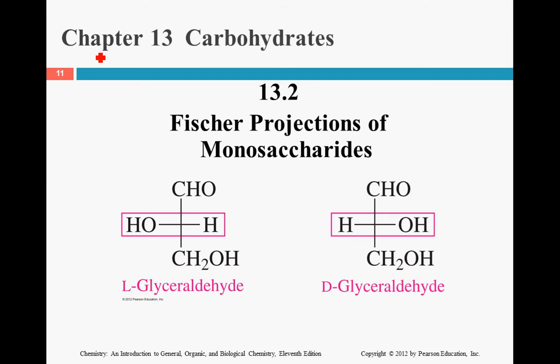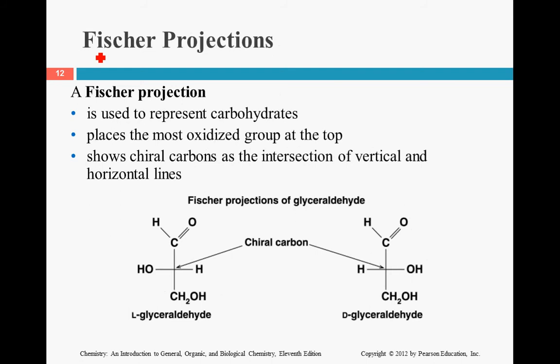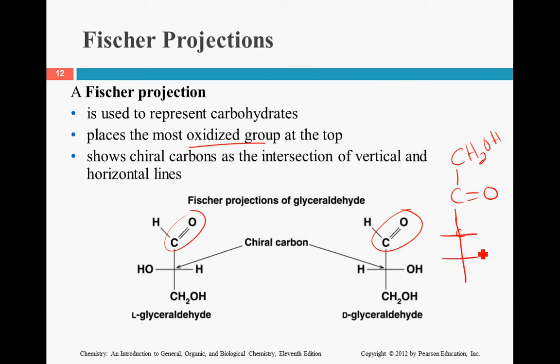Okay, we are now talking about the Fischer projections of the monosaccharides. This is a little bit of a review from the previous chapter, because we touched upon it at the end of chapter 12. Remember, a Fischer projection is a layout of the compound. In a Fischer projection, the most oxidized group is on top, meaning the oxygen with the double bond. If it's a ketone, it'll have a carbon with a double bonded oxygen, and it keeps going down, but the double bond is still closest to the top.